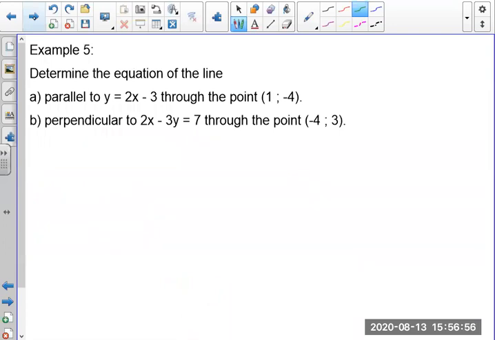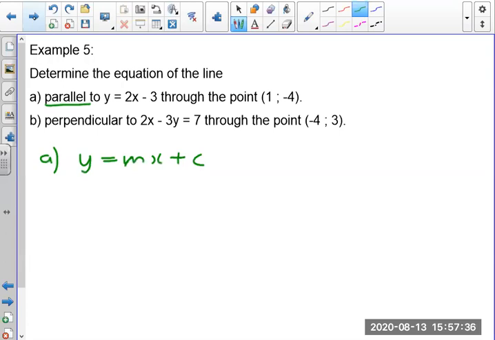Okay, let's look at example 5. Determine the equation of the line parallel to the line y equals 2x minus 3 through the point (1, -4). So I want the equation of a line. Now I will do the two with the two different formulas that you can see. I'm going to do this one with the equation y equals mx plus c. Now, what do you know about parallel lines? They have the same gradients.